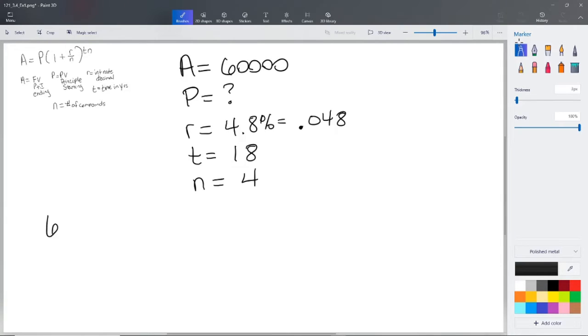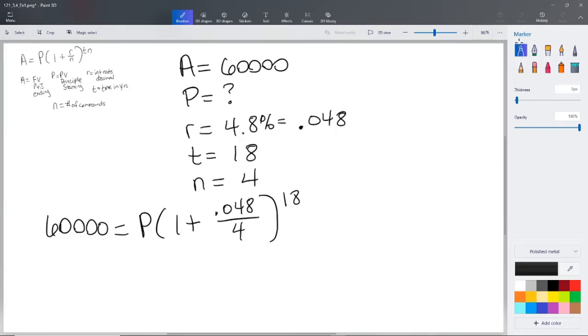Once we've defined all of our parts of this, we can now set up the problem to solve. 60,000 is our A, so 60,000 equals. Principal we don't know. 1 plus the R value, 0.048, divided by 4, that's our N, to the power of 18, that is the time, times 4. All right, beautifully. Now we'll bring up our calculator.